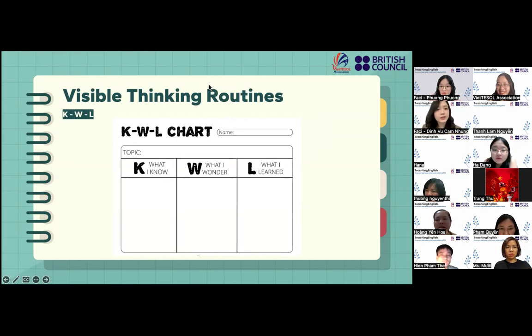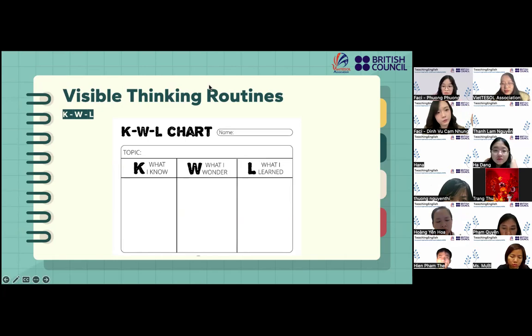The first one is the KWL. So when you see here, you already know what it is, right? What I know, what I wonder, and what I learned. So in the pre-reading activities, you should ask your students to complete the first 2 columns. What I know about the topic, right? And what do I wonder about the topic? What questions do I have about this topic?